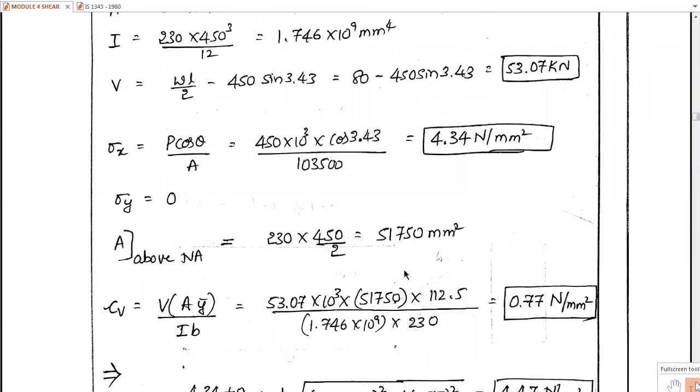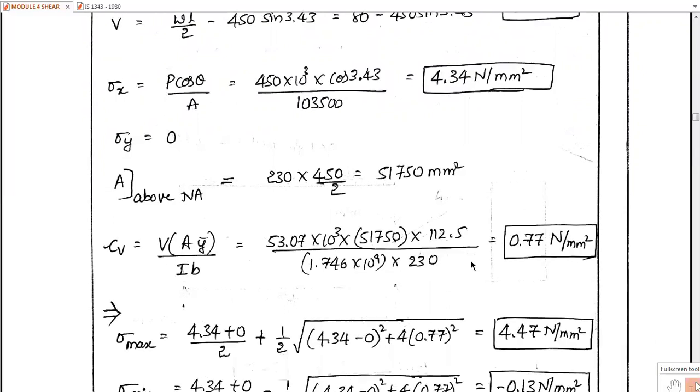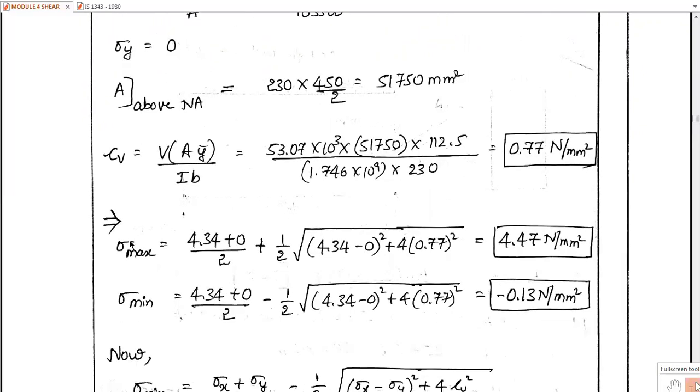51,750 into Y bar, 450 by 2 divided by 2. That is 112.5, divided by moment of inertia into breadth of the beam. On simplification, we get the shear stress as 0.77 Newton per mm square. Now we need to calculate the maximum principal stress and minor principal stress. We got the maximum principal stress as 4.47 Newton per mm square and minor principal stress as minus 0.13 Newton per mm square.